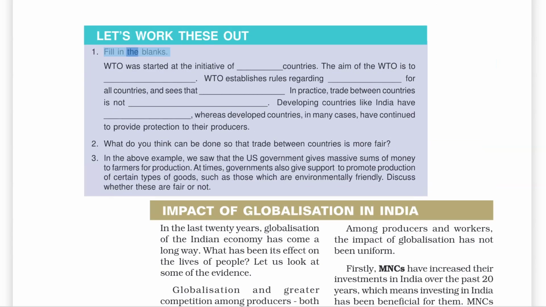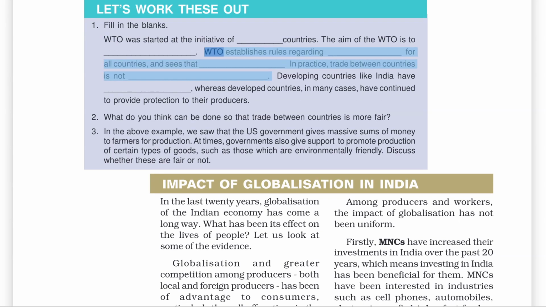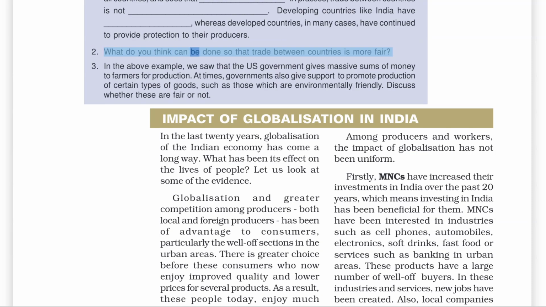1. Fill in the blanks. WTO was started at the initiative of developed countries. The aim of the WTO is to liberalise international trade. WTO establishes rules regarding trade for all countries and sees that in practice, trade between countries is free and fair. Developing countries like India have removed trade barriers, whereas developed countries, in many cases, have continued to provide protection to their producers.